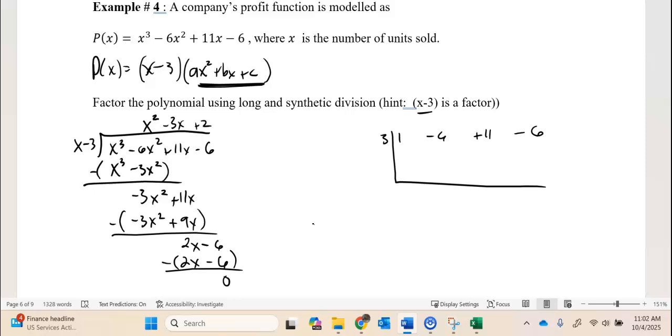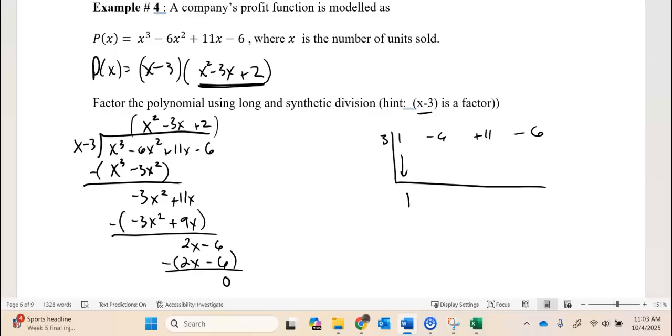This x minus 3 indeed was a factor because it went in evenly. So I now know my polynomial can be written as x minus 3 times the result of my factorization, which we call the quotient, this thing: x squared minus 3x plus 2. All right, and then I can deal with this because I know how to deal with that. I can factor that in a second using not the long division or synthetic division, but the old methods of factoring quadratics.